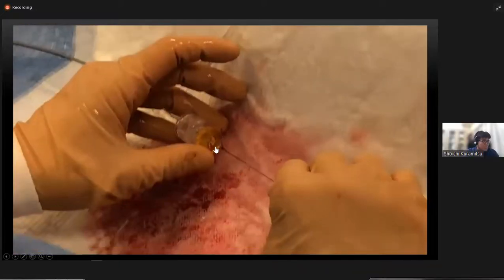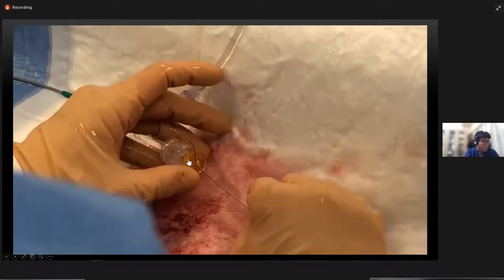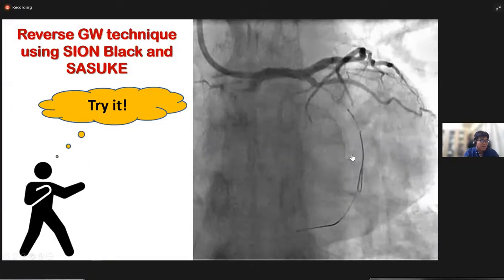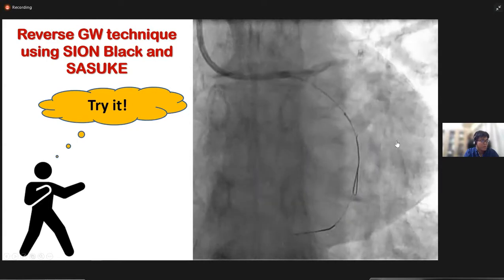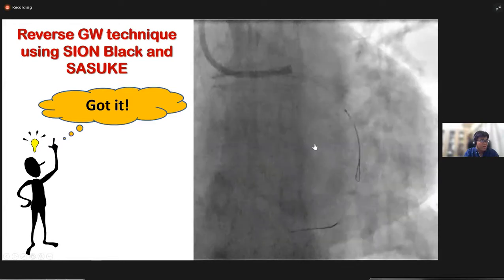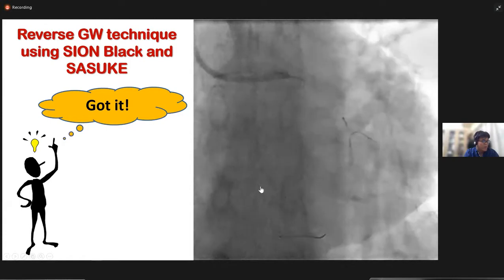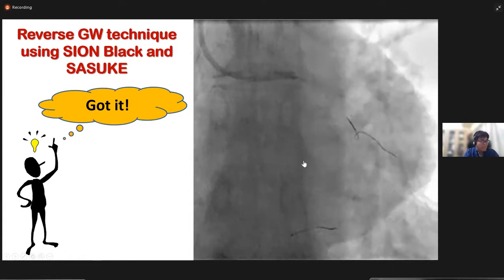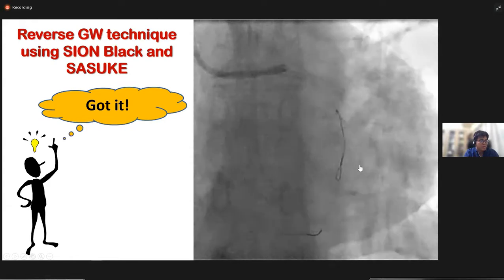Okay, as already talked, just advance this system. So back to the case, we tried to get the distal lumen of the side branch using the reverse guide wire technique. So finally, we get the distal lumen, like this. Okay, so the key point is to appropriately interpret the IVUS image.